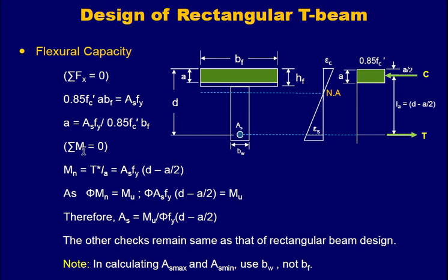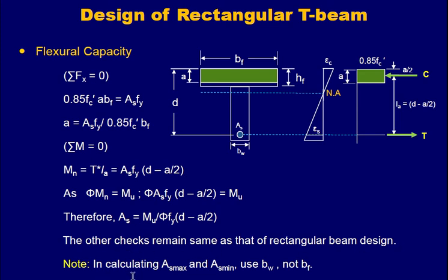You can get the second equilibrium, summation of moment is equal to 0. So Mn is equal to this tension force multiplied by this moment arm or lever arm, which is equal to d minus a by 2, which is very simple. So As fy into (d minus a by 2), and you can solve it for As, and you can get it as Mu divided by phi fy into (d minus a by 2). Okay, the other checks remain the same as those of rectangular beam design.